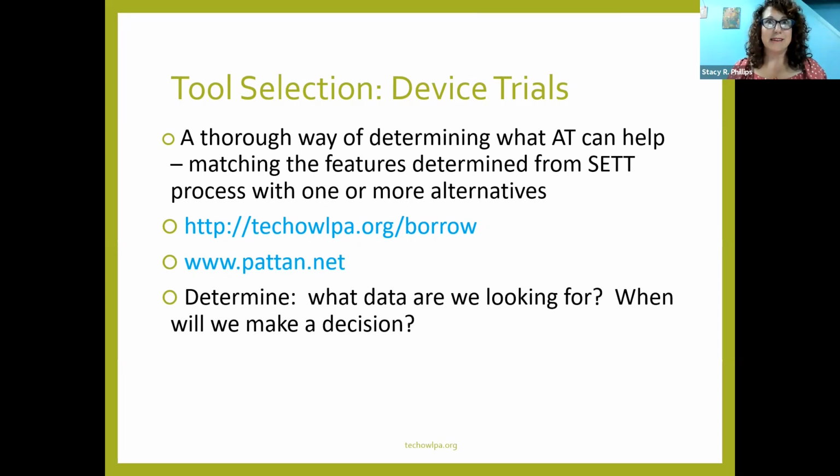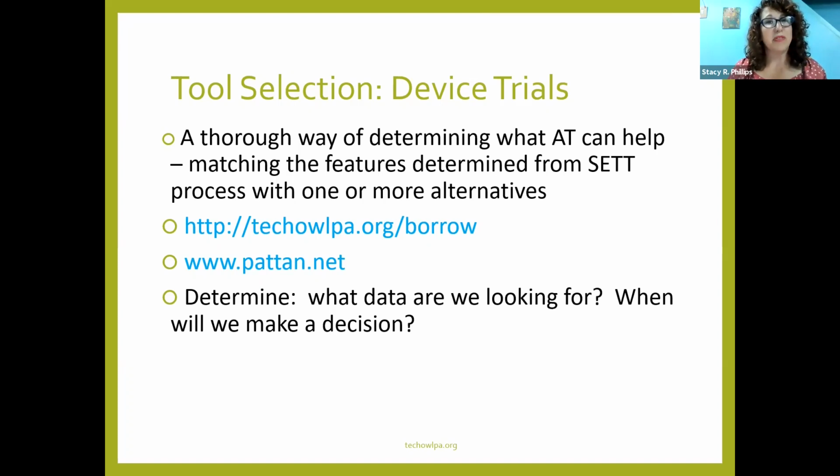Also, PATAN. PATAN has a lending library as well. And any student in school that needs assistive technology can get a device from them while they're in school, during the school months, during the school year. That's an important difference to denote, is that with PATAN, you can borrow the devices from September, and usually by May, I believe you have to start sending those things back, and they can only be used in the school setting. I don't know if those devices are allowed to go home.